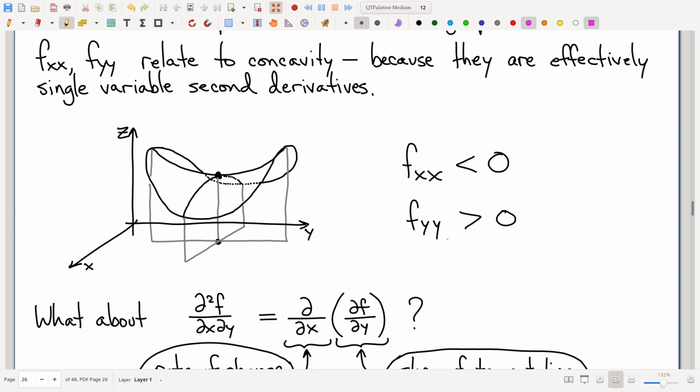By the way, notice one of the really cool things about this example. At this one point, there are two different concavities. It's concave up in one direction and concave down in the other direction. That's weird. There is no single variable analog to that. This is uncharted territory, a brand new idea that only exists in multivariate calculus.